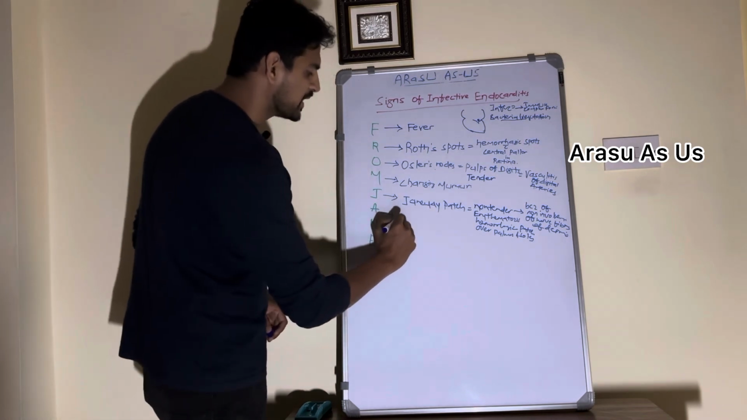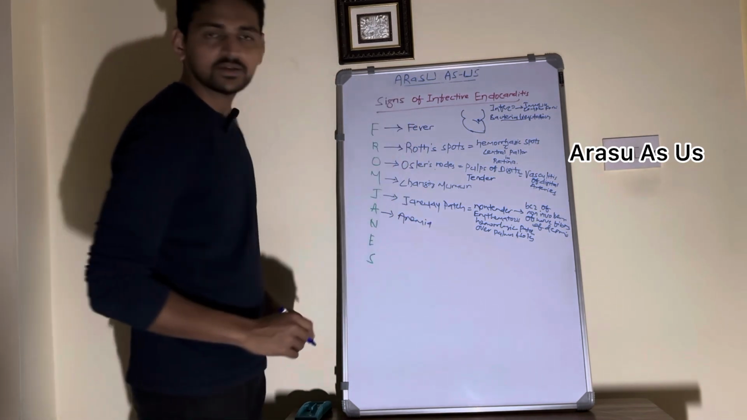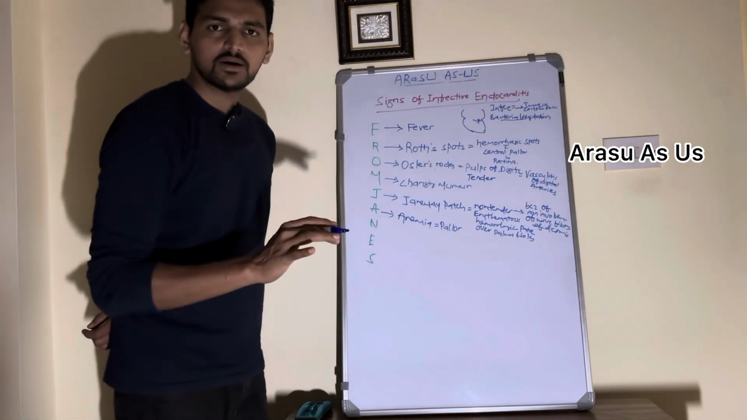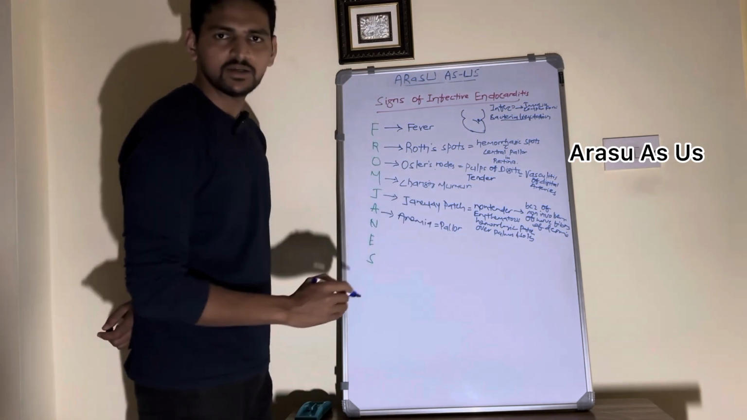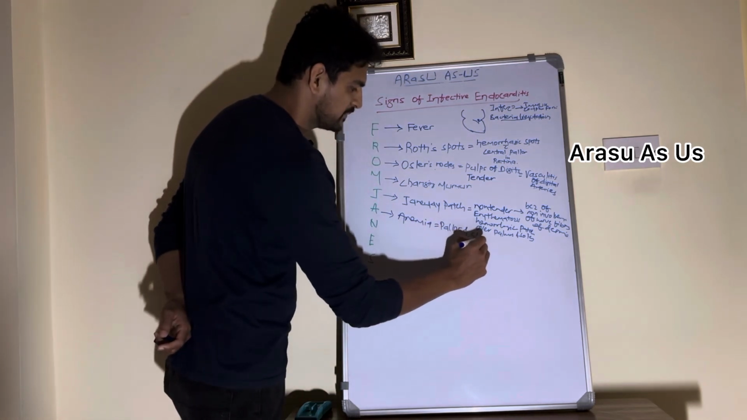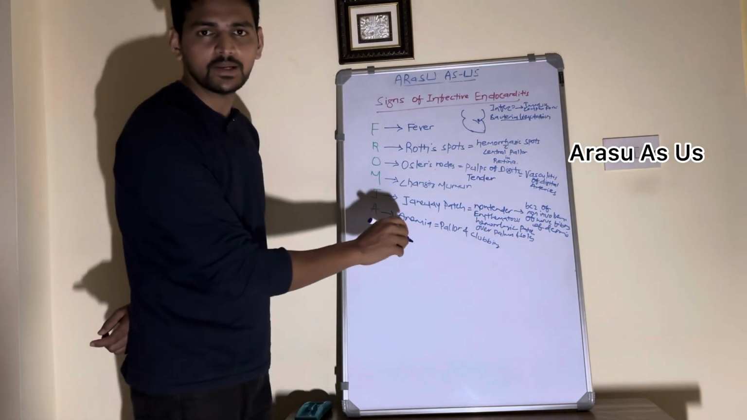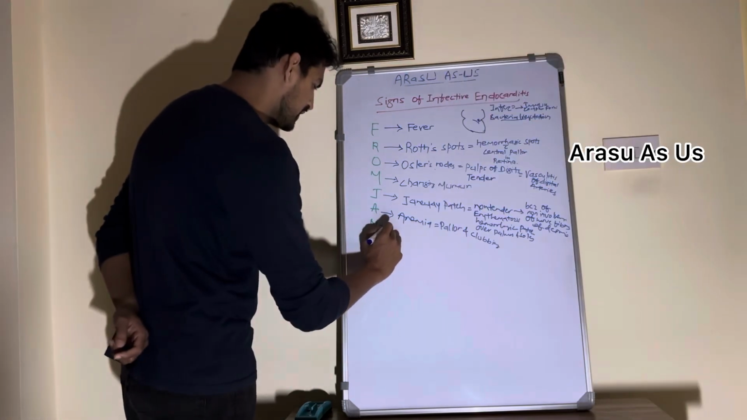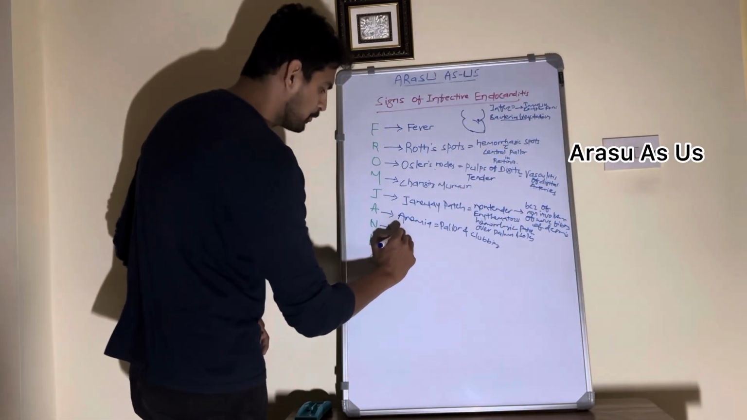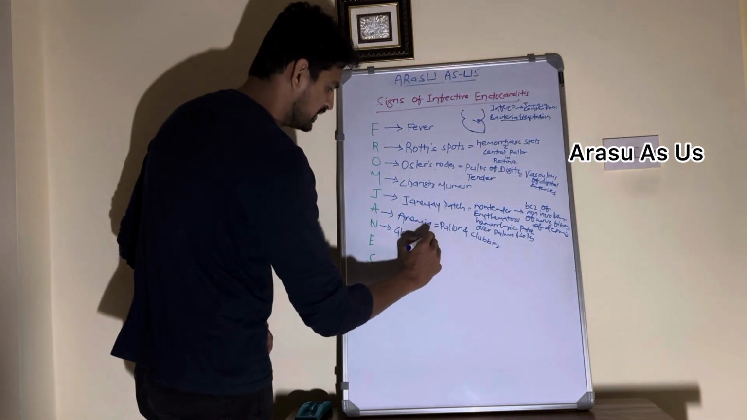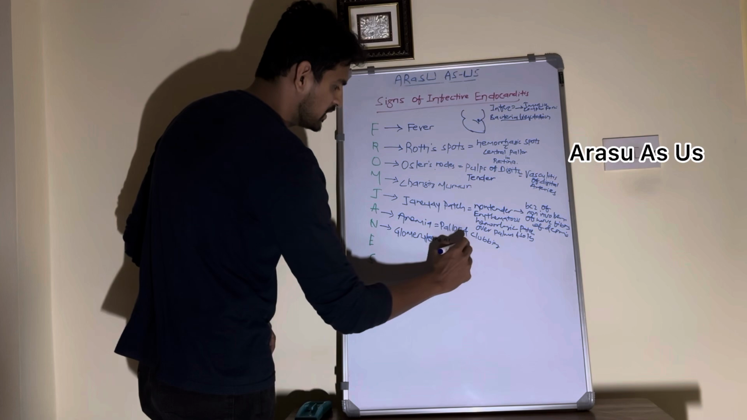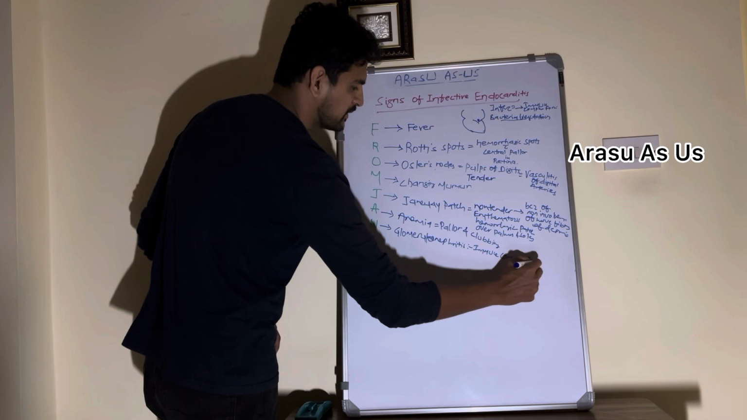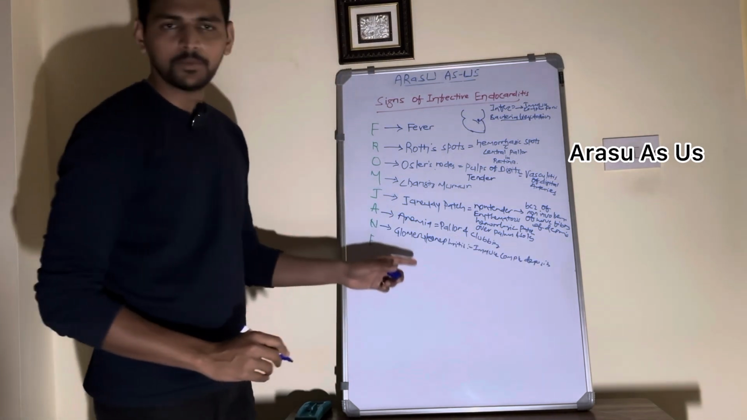Then A stands for anemia. So when we are looking at signs, it will be nothing but pallor. There will be pallor, and from the Pickle series, we have to remember that along with pallor, there will be clubbing in infective endocarditis, which is a reversible clubbing, which I have explained in the Pickle series video about clubbing. Then comes N. N stands for nephritis, that is glomerulonephritis. Again, here the immune complex deposition in the glomerulus will lead to glomerulonephritis.